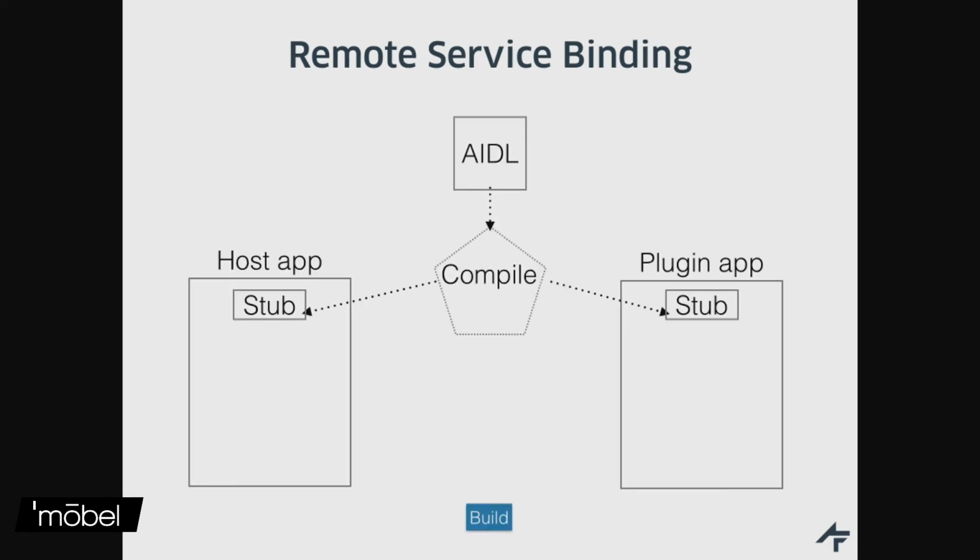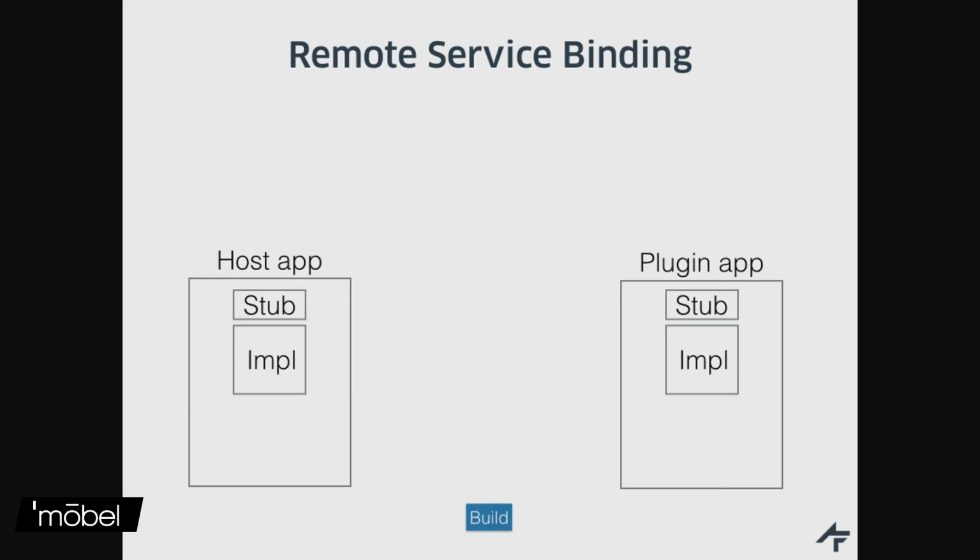So you have the AIDL, and at compile time, it's going to make a stub for that interface. And you have to implement it in both the host and the plugin app, so they're both the same. And then you make an implementation of that, and then your host app can bind to the implementation in the plugin app, and then you're set for inter-process communication. I have some code for that, just to clarify.